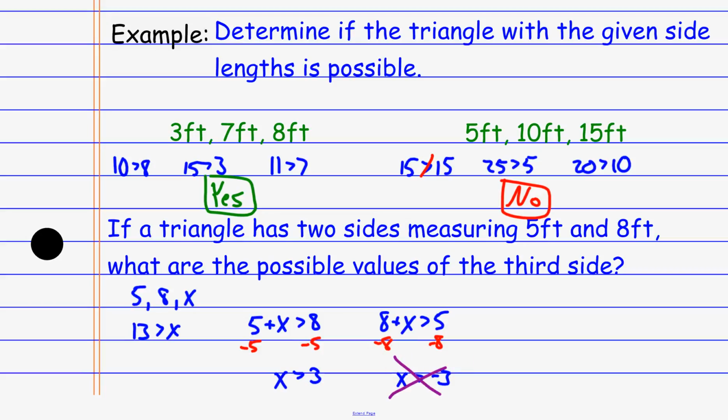So it kind of eliminates this last one. So I basically have these two inequalities, which I can combine into one. I have to have x that's greater than 3, and I have to have an x that's less than 13. So in other words, x has to be between 3 and 13. So x has to be greater than 3 and less than 13. So I come up with this range of values, and I list it as a compound inequality. Okay?